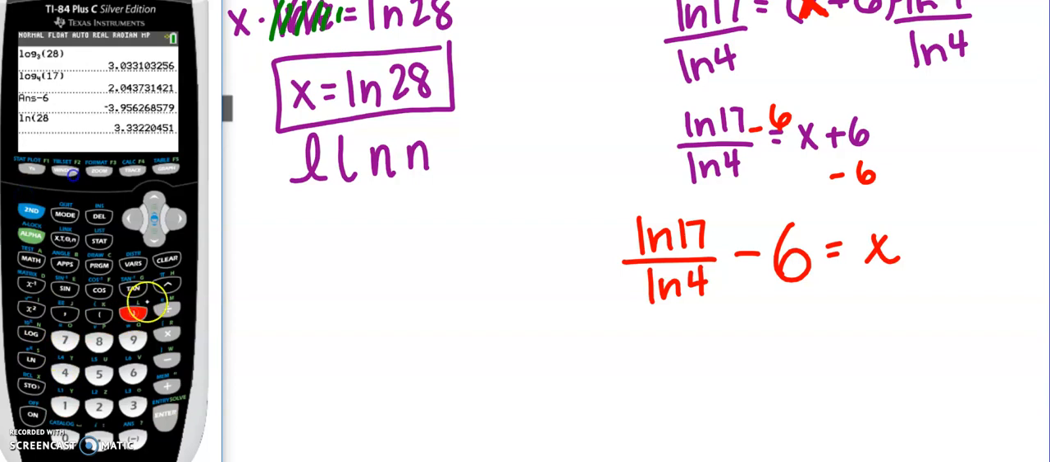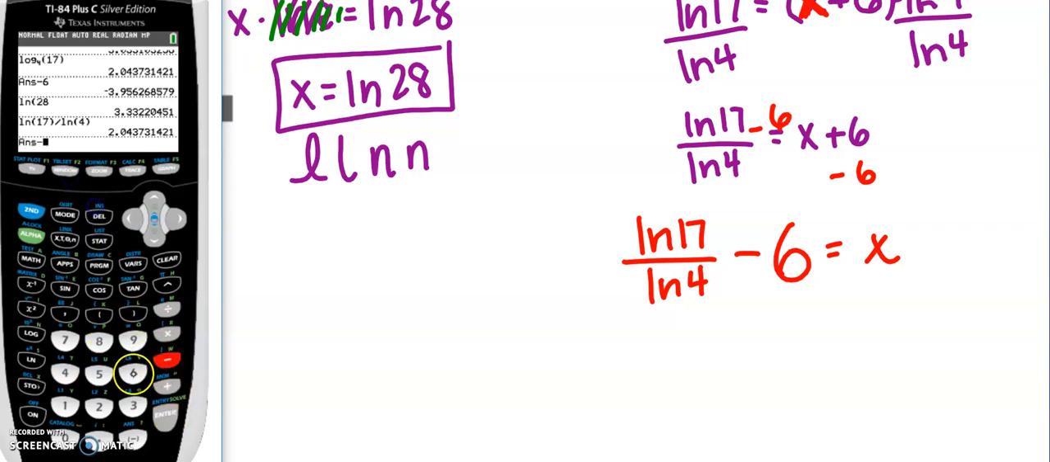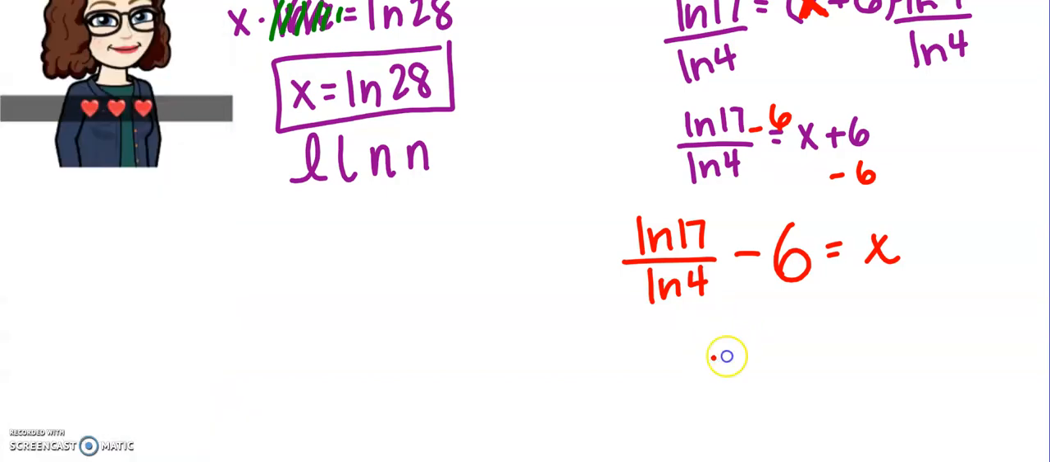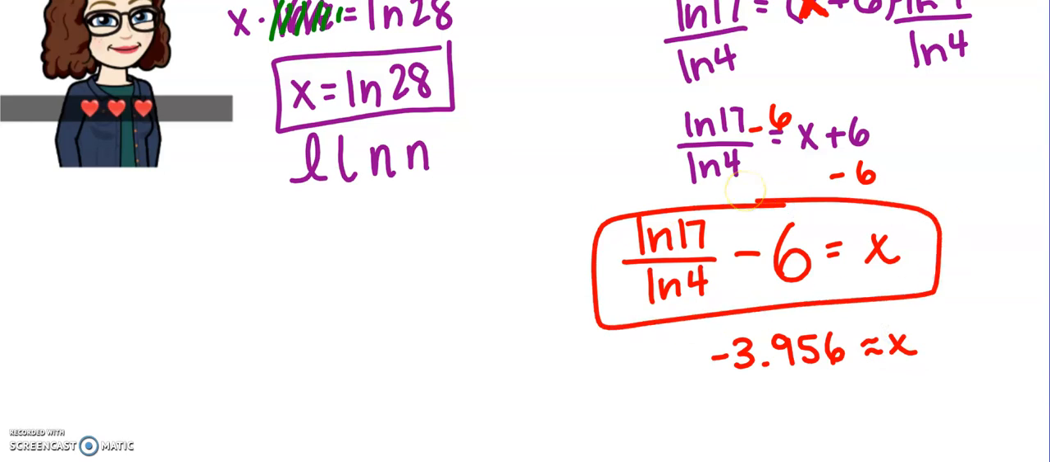So I can do the natural log of 17 divided by the natural log of 4, minus 6, is equal to that, negative 3.956. Negative 3.956 is approximately equal to x. But this, again, would be a perfect answer because it's perfectly exact.